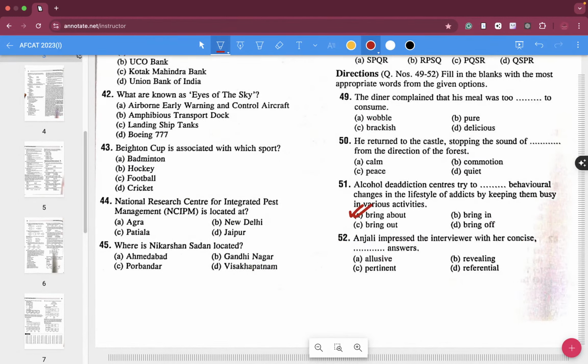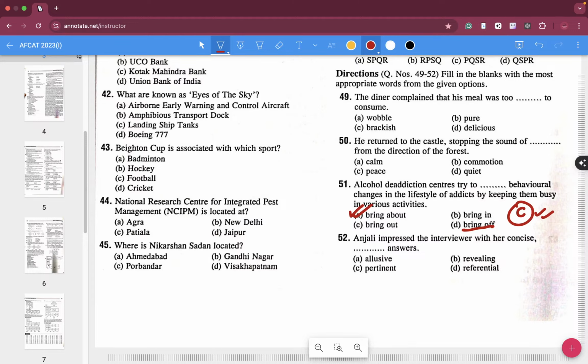If such a question is very confusing to you, mark it as C and don't attempt it. Rather than getting a -1 mark, you can simply skip it, because there are more easy questions as well. Alcohol de-addiction centers try to dash behavioral changes. Bring about.